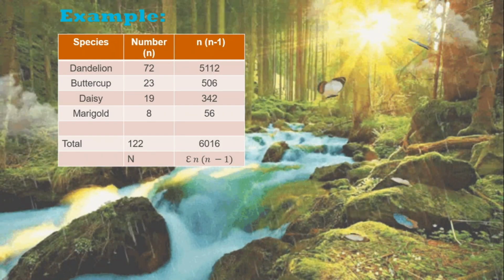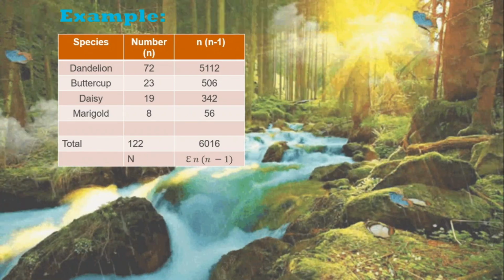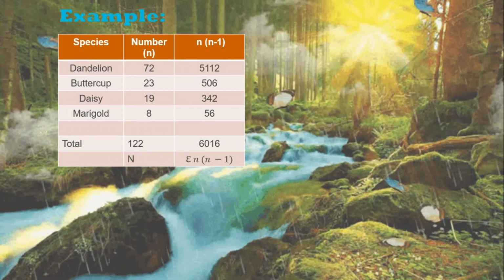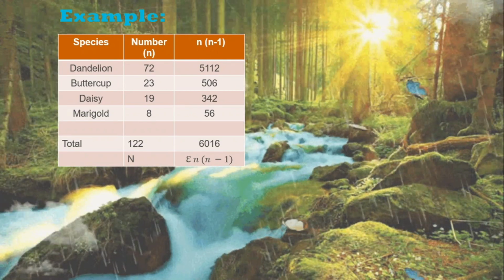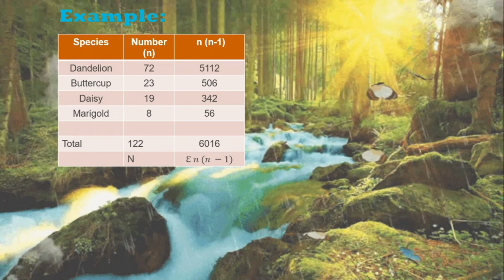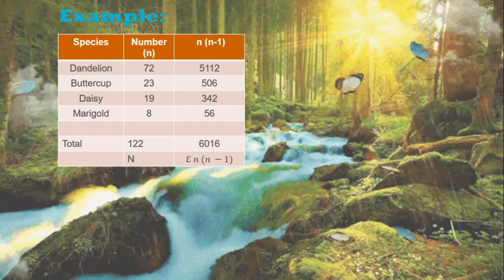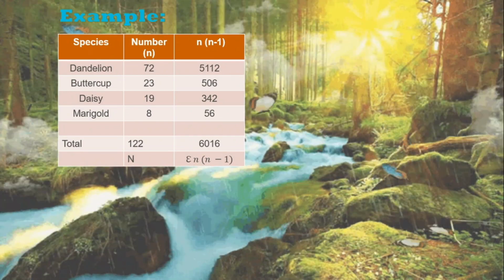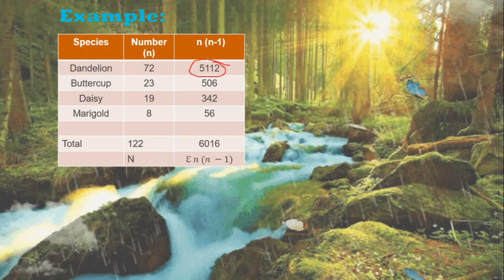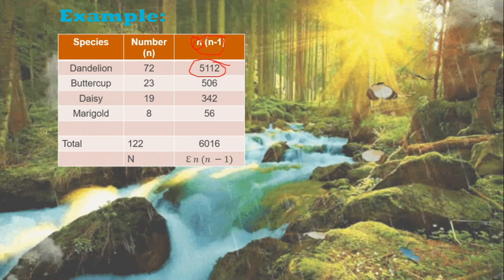Example, we have 4 species of flower: dandelion, buttercup, daisy, and marigold. The number of dandelion is 72, buttercup has 23, daisy has 19, and marigold 18, with a total of 122 flowers. So how did you get this number? It says n times the n minus 1.